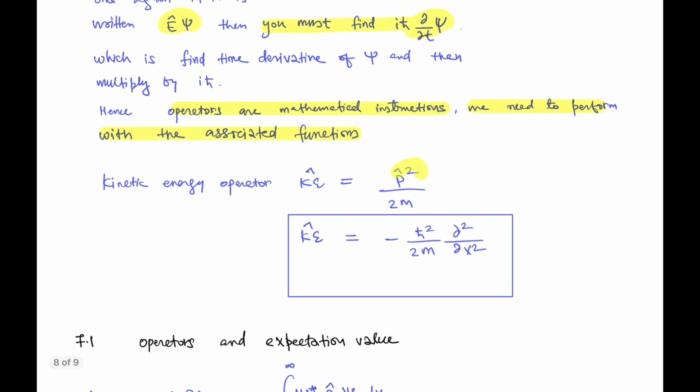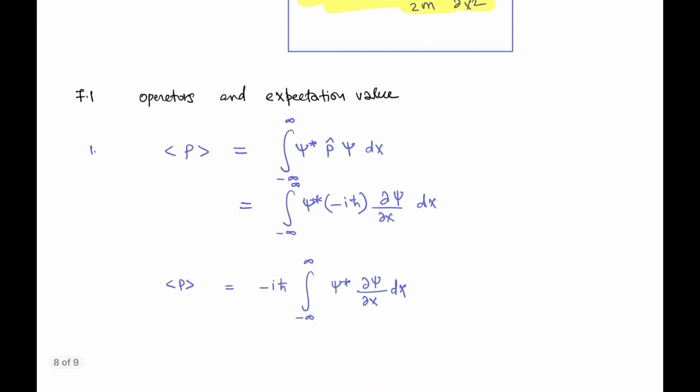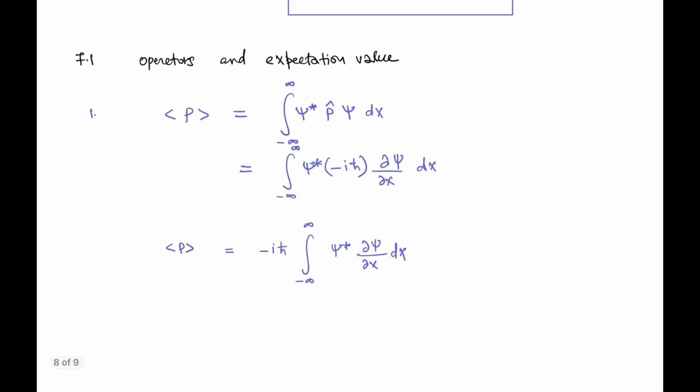And if you have the momentum operator, you can easily get the kinetic energy operator by using the formula kinetic energy is equal to momentum squared by 2m. We did that, and the kinetic energy operator is minus h bar squared by 2m times the double partial differentiation with respect to x. Now let us again relate the operator and expectation value.